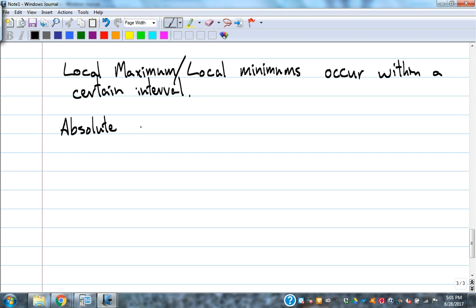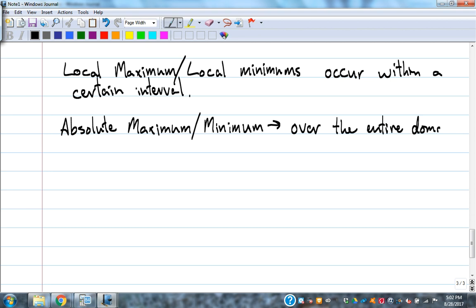Okay, so absolute maxes or maximums or minimums. If something is absolute, it's not restricted, right? It's over the entire domain. Okay, so the absolute maximum would be the highest point for the entire domain. An absolute minimum would be the lowest point for the entire domain. Absolute maxes and absolute mins don't always exist.